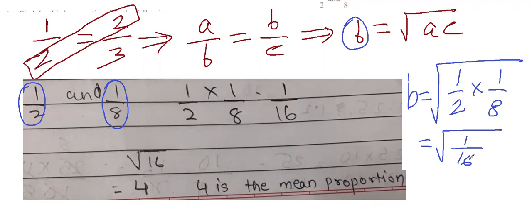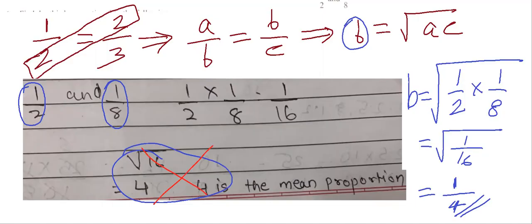Now what is the square root of 16? Square root of 16 is 4. So you should have written here 4. And what is square root of 1? It is 1. So 1 by 4 is the correct answer, not 4. What you did is wrong. You are not supposed to do this. Understood now or not?